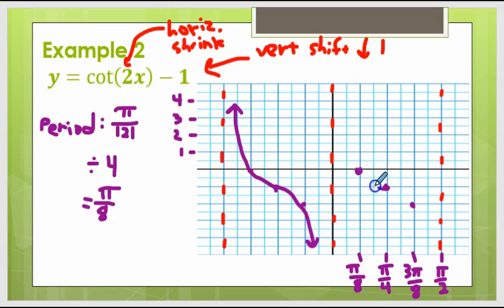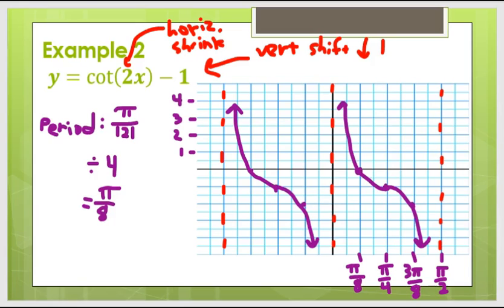So again, I find it much easier to deal with the horizontal stretches or shrinks by changing my scale and then just ignoring my new x values just by pretending that I'm drawing the graph the exact same way as normal. But then I did have that second shift of a vertical shift down. So that's why everything has shifted down a little bit in the graph.